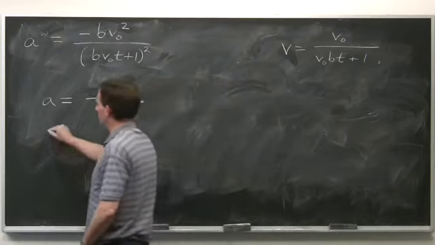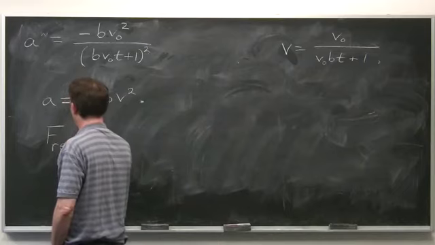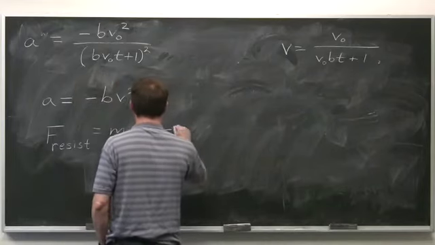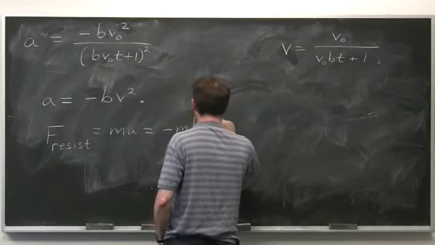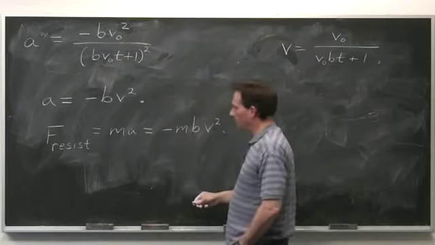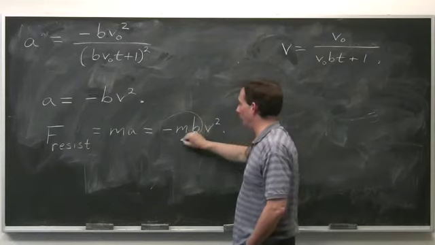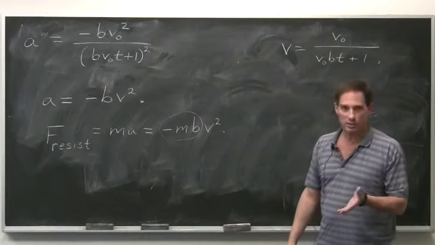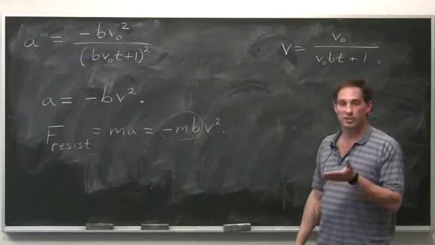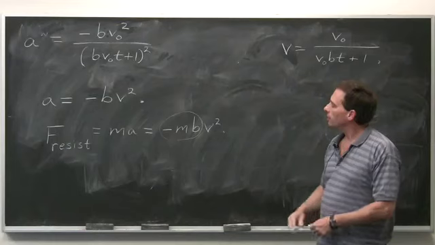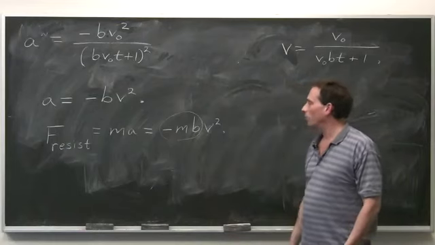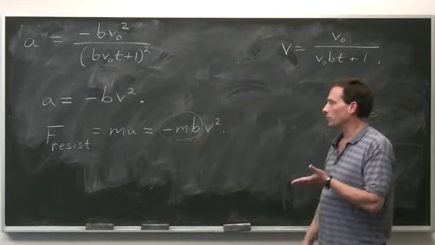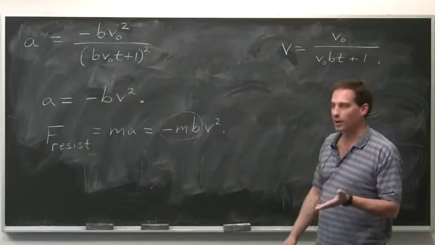But this means that the force of resistance is m times a. So it's minus m times b times v squared. Well, this is what we were trying to show. This is all a constant. It says the force of resistance equals a constant times the velocity squared. That means the force of resistance is proportional to the velocity squared. The fact that b and m are both positive, so this is a negative constant, which means that the force of resistance acts in the negative direction.